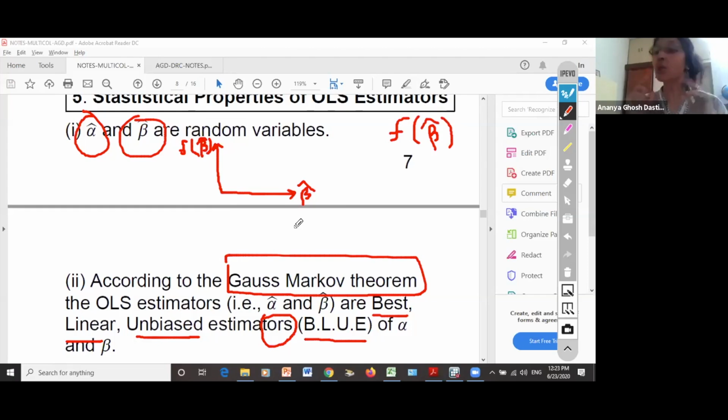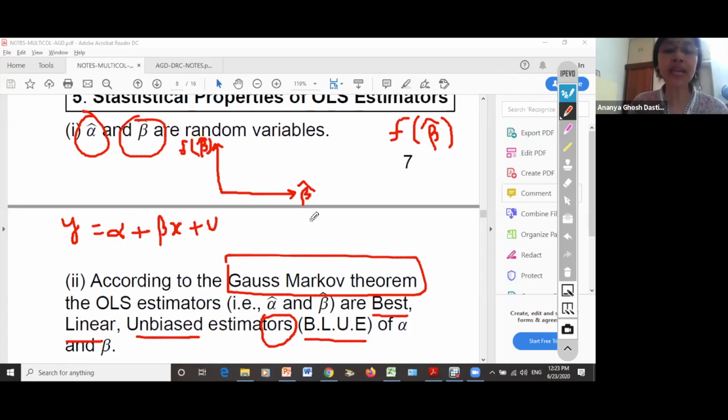Okay. Now, what do we know about the probability density of beta hat? Remember, I told you that the hero of the piece is the error term. What have we assumed about the error? That the errors are normally distributed. Correct? Which means y. Think of your regression model. Y is equal to alpha plus beta x plus u.